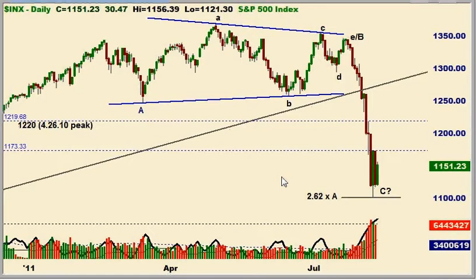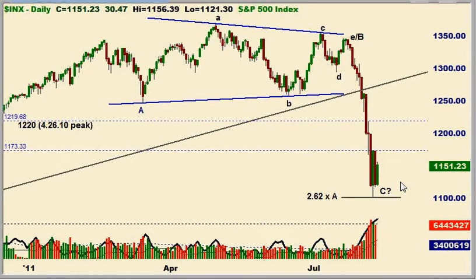Now, here's an alternate count. I've been posting this throughout the week for my clients, and in this count, which was posted as well on Sunday, we still have an A down, a triangle B wave, and from there an extended C wave. In fact, we just about nailed the 2.62 times A on the lows a couple days ago on the cash. I believe the low is 1101, and I think the 2.62 times A comes in just about at 1100.